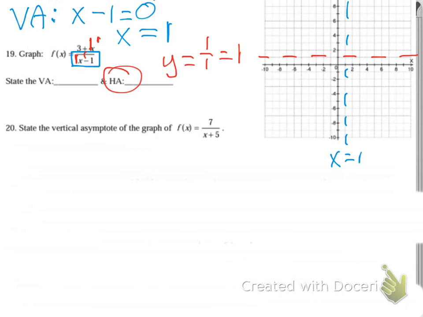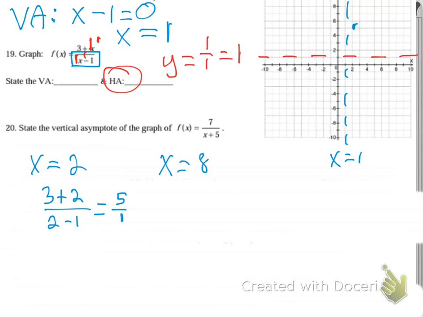So I'm going to plug in 2. So if x is 2, I'd have 3 plus 2 over 2 minus 1, which is 5 over 1. So I'd have the point (2, 5). Okay, so you can see it's up here. Maybe I'll pick one further on down. Maybe I'll let x be 8. I don't know. I'm just making up numbers.